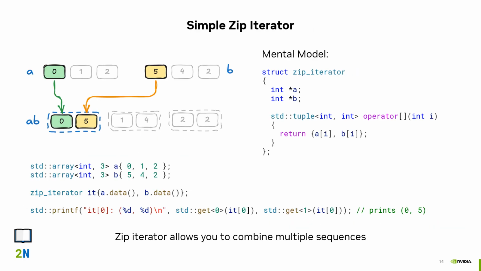We can take this even further by implementing a zip iterator that references 2 sequences at once. Its subscript operator returns a tuple containing 1 element from each sequence. So if we access the iterator at index 0, we might get 0, 5, which corresponds exactly to A0 and B0.